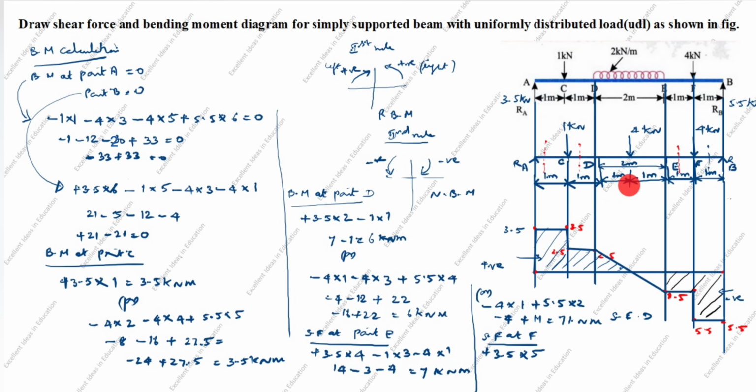Next, this arrow you see from here to here is anti-clockwise. Anti-clockwise on the left is negative, minus 1 into what is the perpendicular distance, 4. Next, you see this arrow also anti-clockwise. Anti-clockwise is negative, minus 4 into the perpendicular distance from here to here, which is 2. 3.5 into 5 is 17.5, minus 1 into 4 is 4, 4 twos are 8, equal to plus 5.5 kilonewton meter.